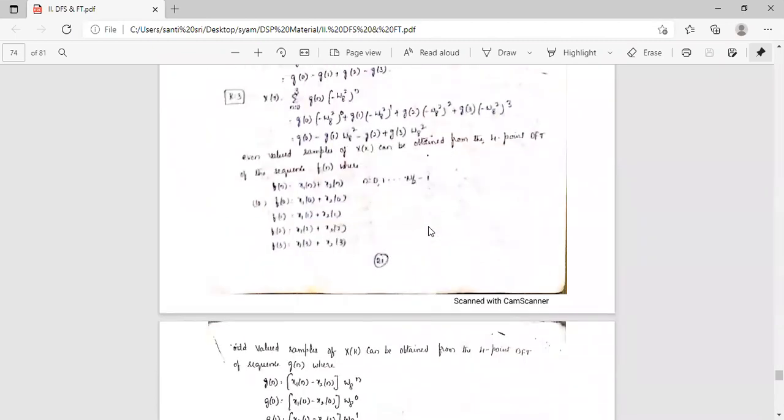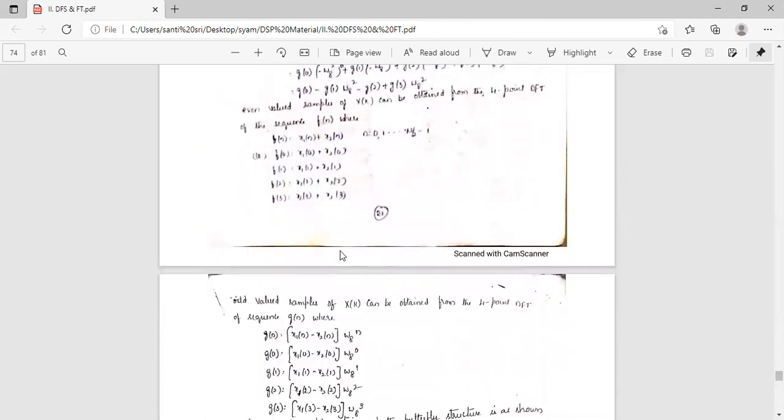Even valued samples of x of k can be obtained from the 4-point DFT of the sequence f of n, where f of n is x1 of n plus x2 of n, where n is varying from 0 to N by 2 minus 1. Those are f of 0 equal to x1 of 0 plus x2 of 0, f of 1 is x1 of 1 plus x2 of 1, f of 2 is x1 of 2 plus x2 of 2, and f of 3 is x1 of 3 plus x2 of 3, right?